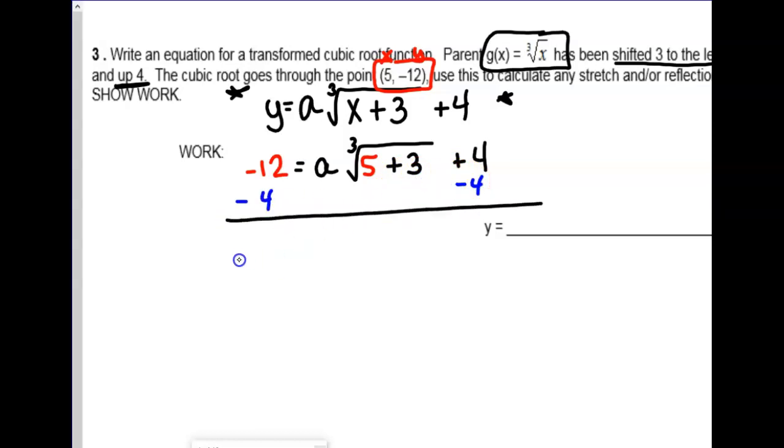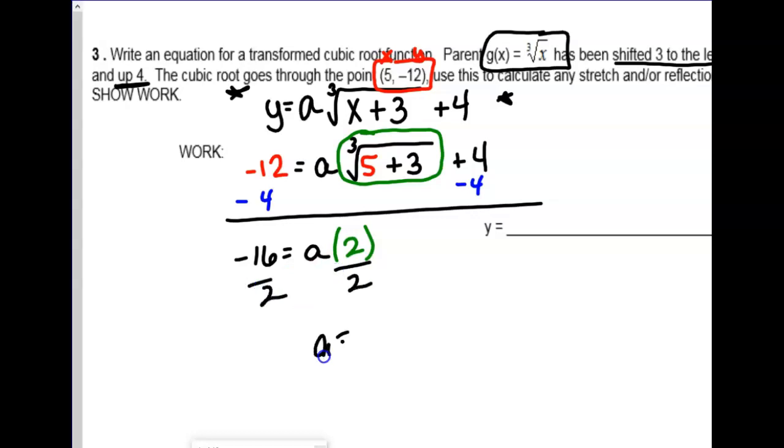All right, so we have a -16 equals a. Now, I wouldn't mind if you guys do calculate what this is. This is the cube root of 8, which is 2. So then your final step would be to divide by 2 on both sides. And y'all just found a equals -8.